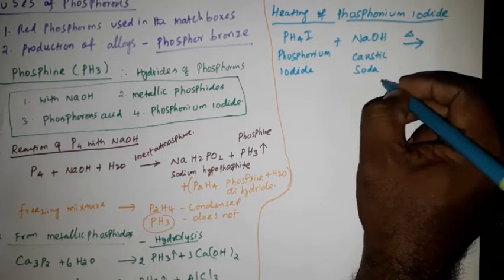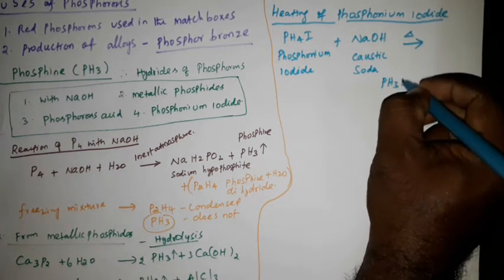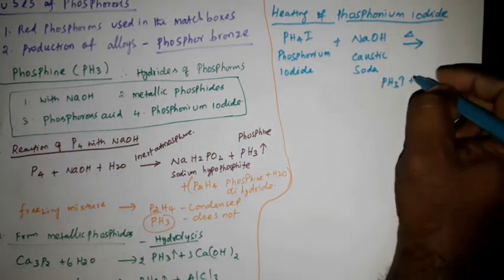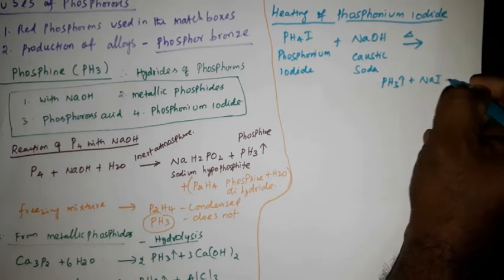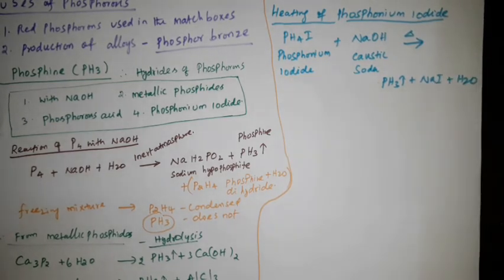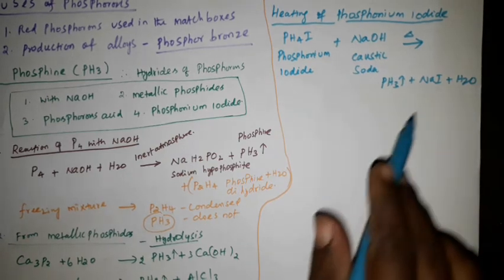The products are PH3, phosphine, plus sodium iodide plus water. Okay. Now I think the equation is balanced. So phosphonium iodide is allowed to react with caustic soda solution. We are getting phosphine, sodium iodide, then water.